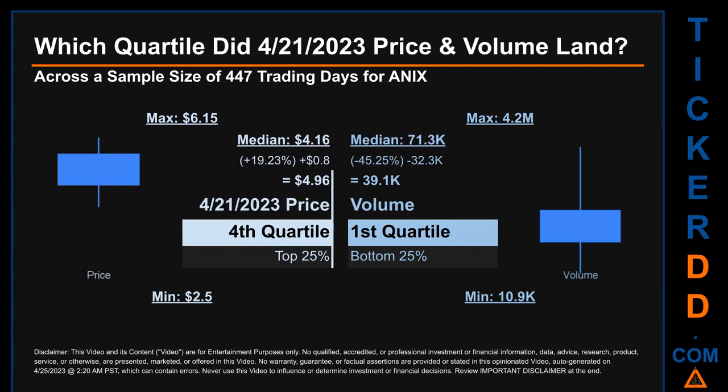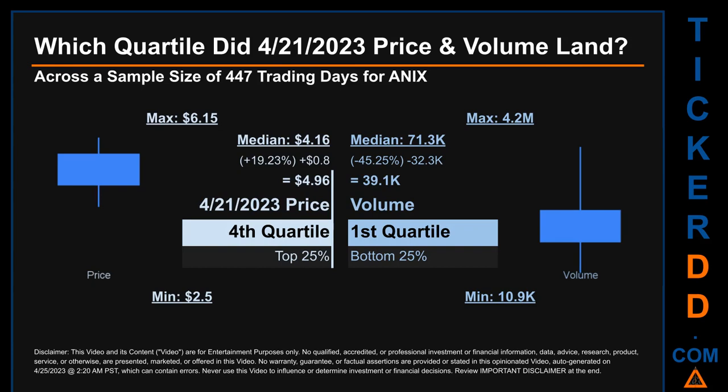Which quartile did April 21, 2023 price and volume land? Across a sample size of 447 trading days, the maximum end-of-day price for ANIX was $6.15 while the minimum was $2.50. Within that price range, April 21, 2023 price, of $4.96, landed within the fourth quartile, meaning that it was within the top 25% of all sampled end-of-day prices.